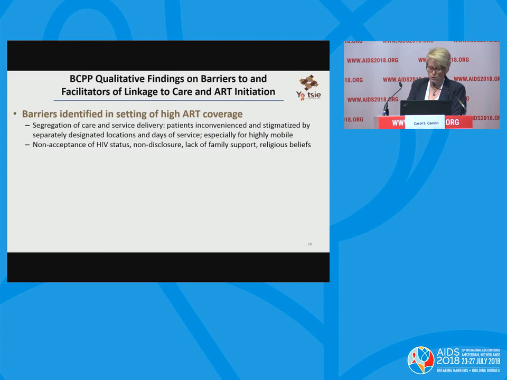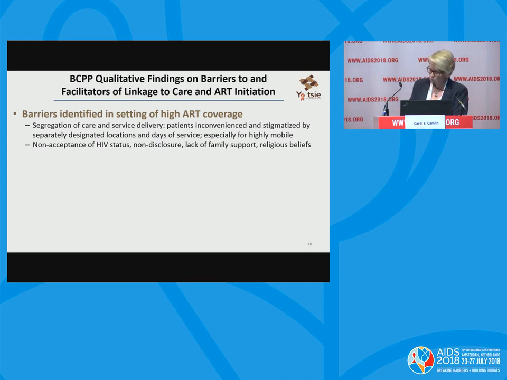They found there were barriers identified in the setting of high ART coverage having to do with segregation of care and care delivery, and people felt inconvenienced and stigmatized by these separately designated locations and days of service, and this especially affected highly mobile people.